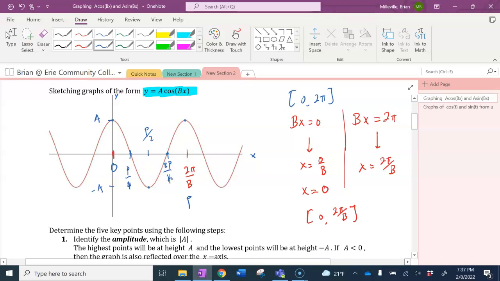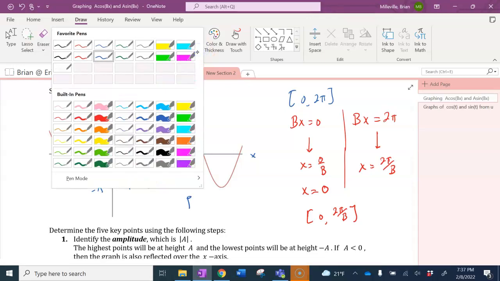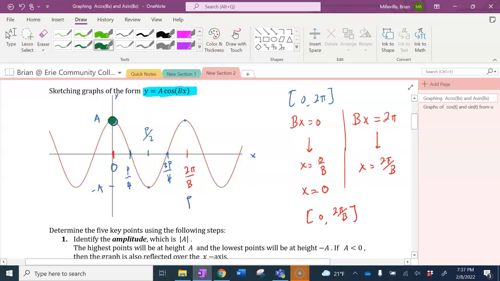At each one of those endpoints of those subintervals, we're going to have one of our standard points. And I'm just going to label those now with some big dots. So the first one's going to be at 0, height A. Next one, a quarter of the way through, we're going to be back down to 0 for your standard cosine graph. Halfway through the cycle, we're going to be down at height -A. 3/4 of the way through the cycle, we're going to be back at 0, and then fully through the cycle, we're going to be up to height capital A again.